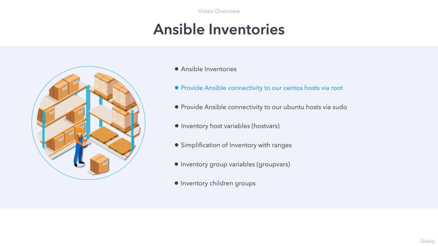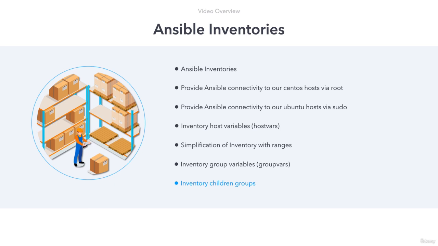We'll be seeing how we can provide connectivity as root to our CentOS hosts. We'll be seeing how we can provide connectivity to our Ubuntu hosts via sudo. We'll cover host variables, also known as host vars. We'll be seeing how we can simplify our inventory with the use of host ranges. We'll be applying group variables, also known as group vars, to improve the inventory further. Finally, we'll look at children groups and how these can be of use.